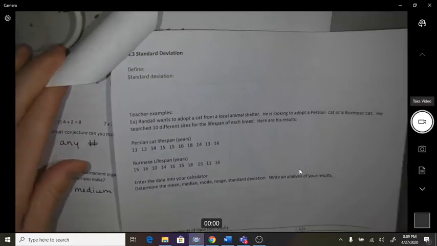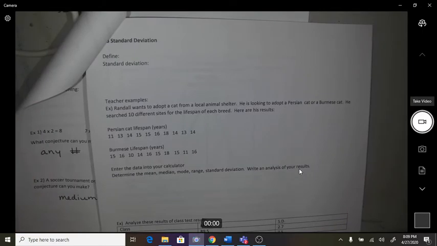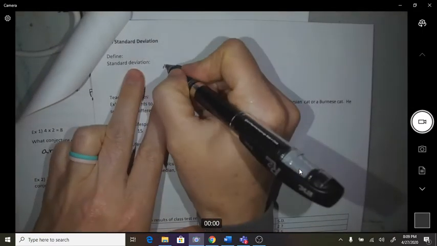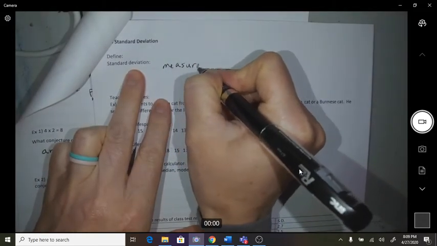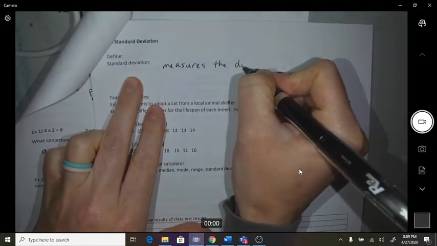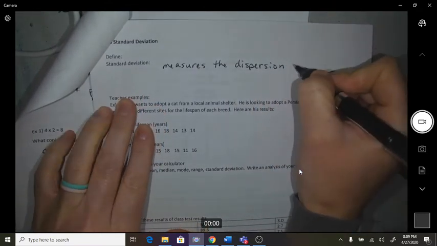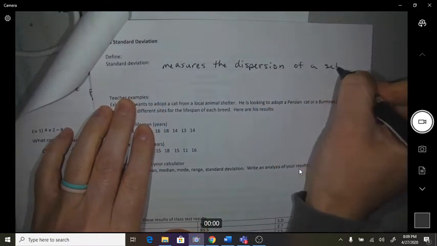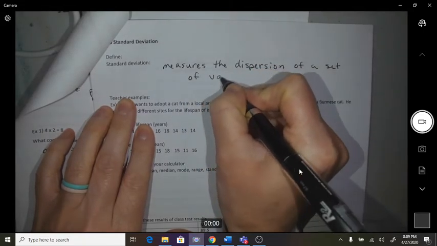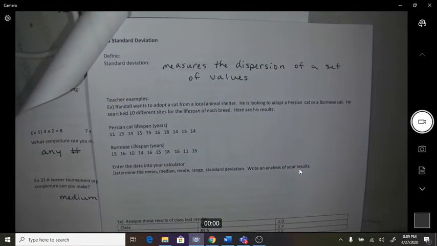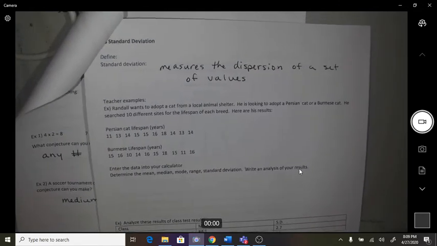Okay, today's lesson is standard deviation. Standard deviation measures the dispersion of a set of values. So it's going to help us measure how far spread out the values are from each other.